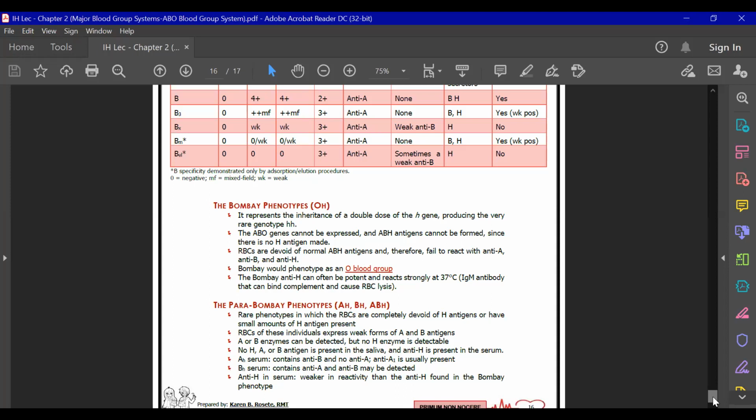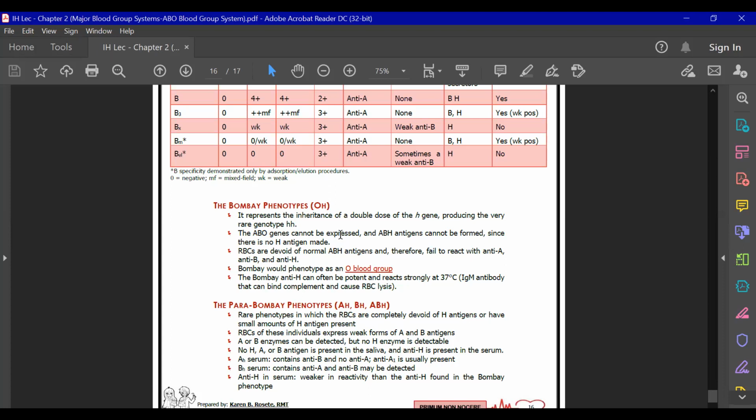So this phenotype represents the inheritance of a double dose of the h gene, meaning the recessive inheritance of the amorph gene, which is the h gene. So hh is the genotype of individuals having this phenotype. What is the genotype of your Oh phenotype? That would be hh, both small letter h. This genotype is considered very rare.